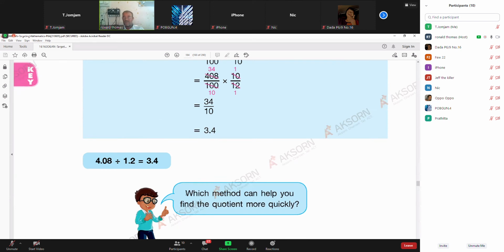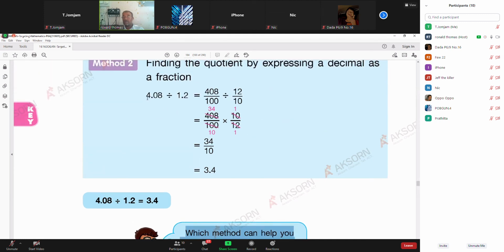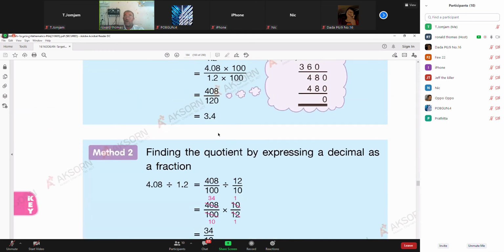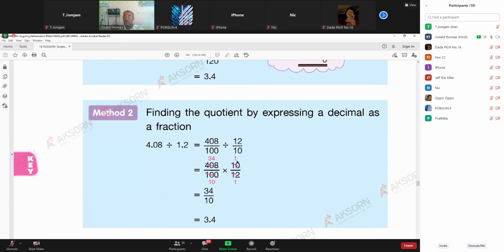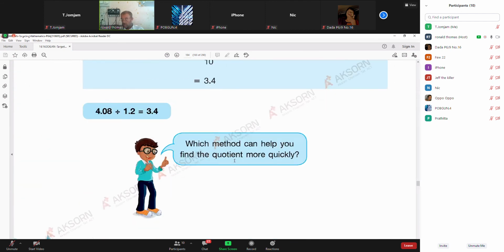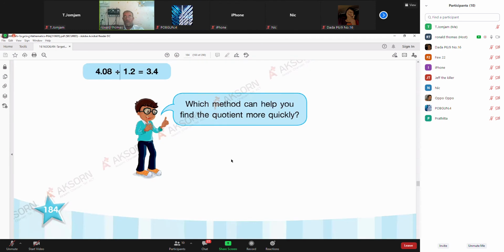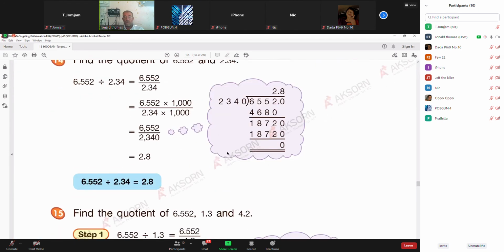Which method can help you find the quotient more quickly? I think I like this one. That can help quickly. But maybe you like number 1. I don't mind. You can do 2. Page 185, everybody, go. Please read.